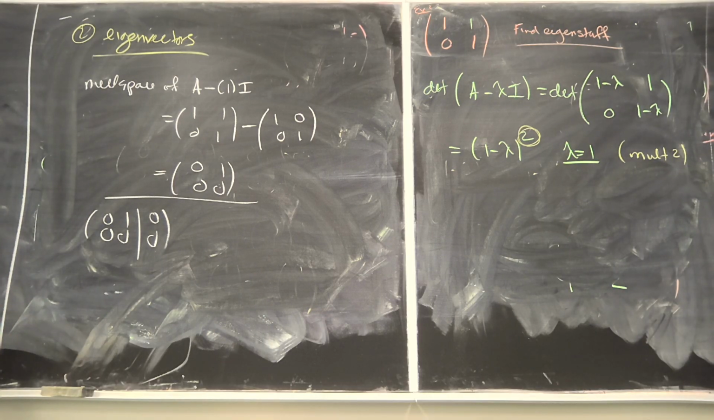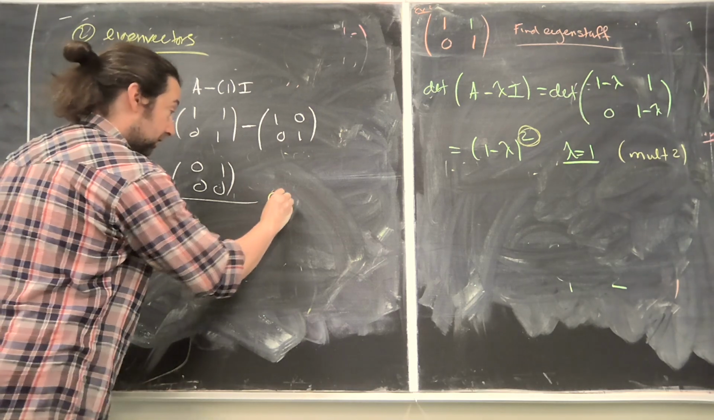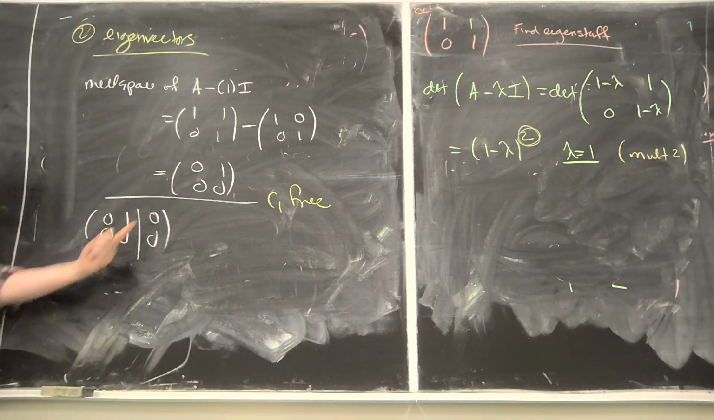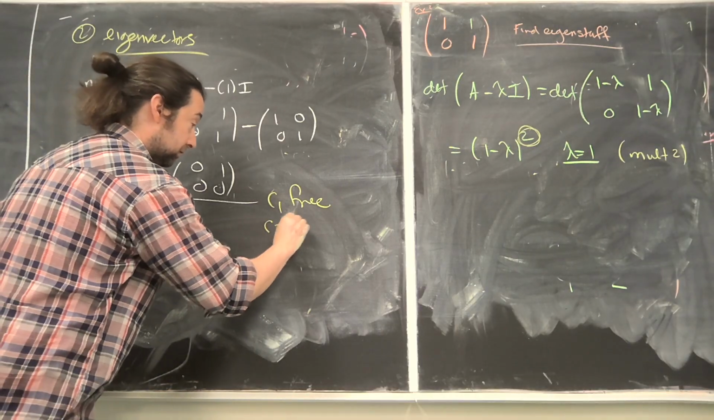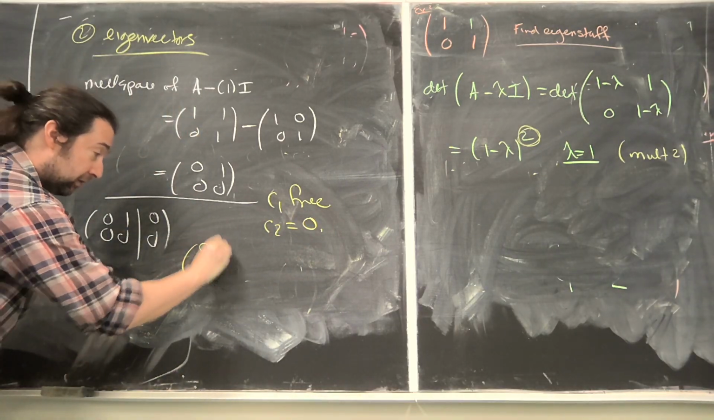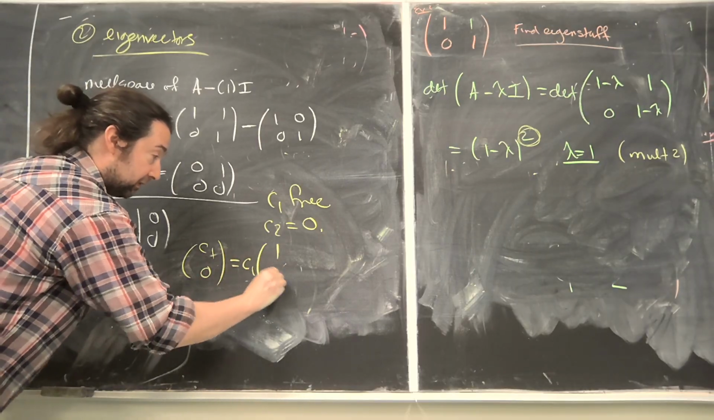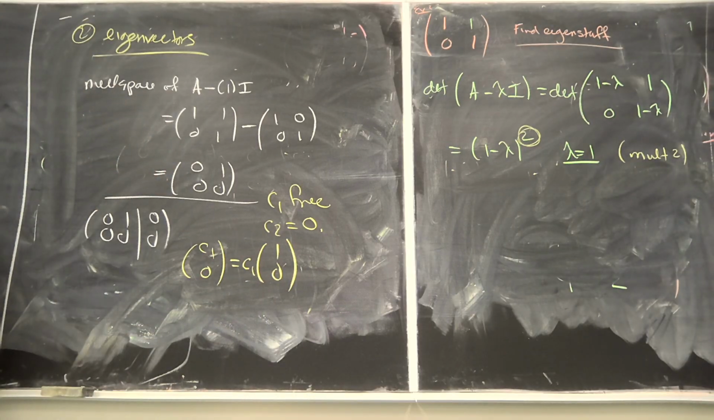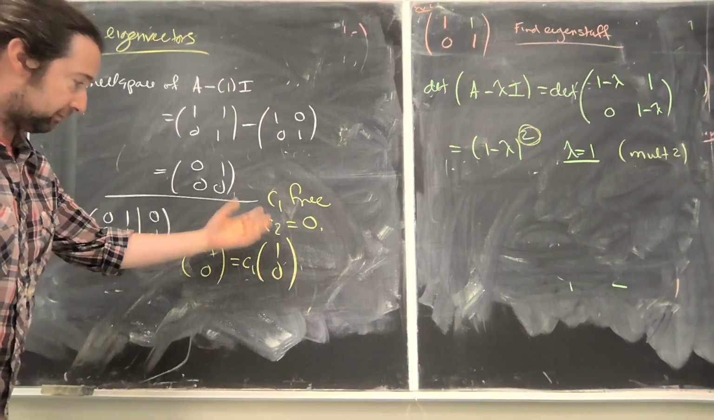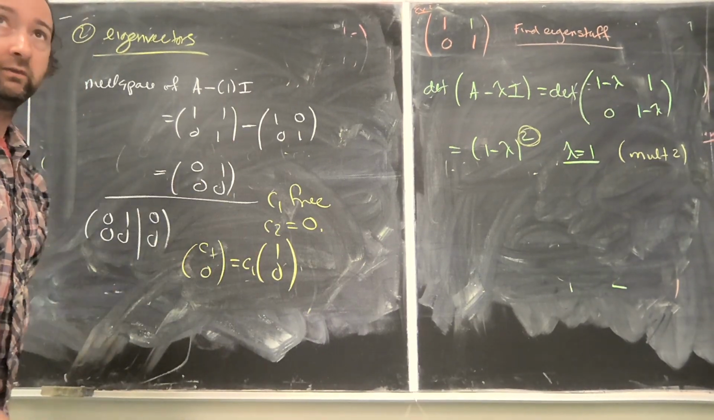So where's the free variable here? C1 or C2? C1 is free. And what's C2 equal to? 0. C2 is 0. So the solution set looks like C1, 0, which is C1 times the vector 1, 0. So this is a matrix that only has one eigenvector. There's one direction that corresponds to eigenvectors, so at most I can write down one linearly independent eigenvector.